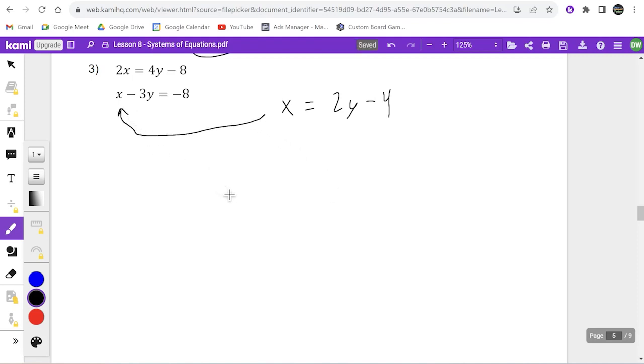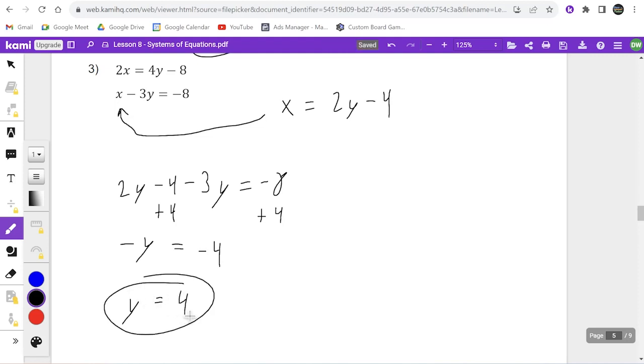Oh, got it. Okay. So, for this one, I already explained the first step where you divide both sides by 2. And then, if you plug that in for x, it's going to be 2y minus 4 minus 3y equals negative 8. And now we've got what we're used to seeing. So 2y minus 3y, that's negative 1y. I'll just write negative y. And then I add 4 to both sides. Negative y equals negative 8 plus 4, which is negative 4. Looks like y is going to equal positive 4.